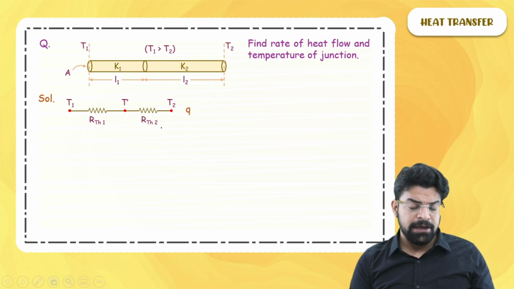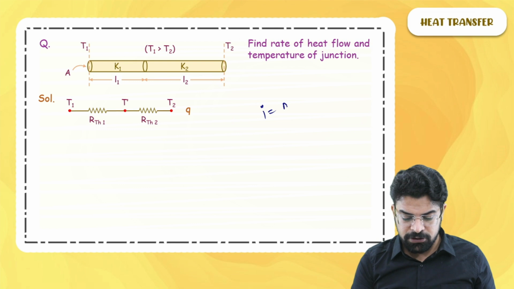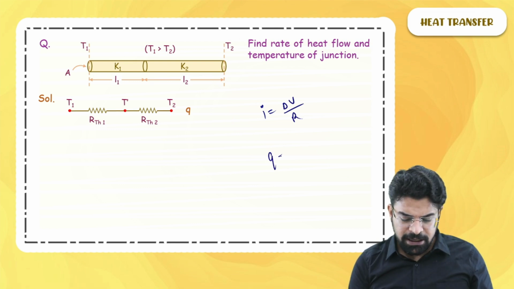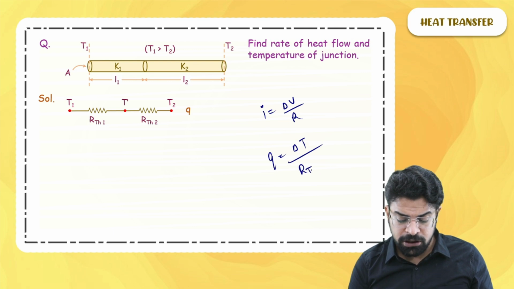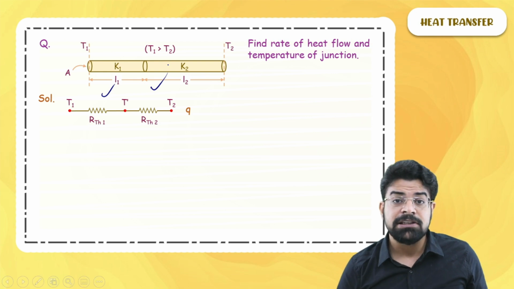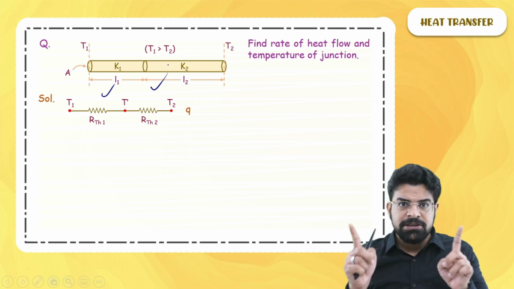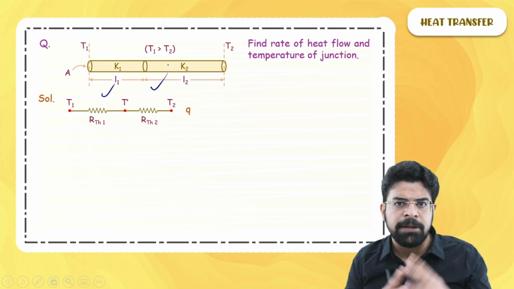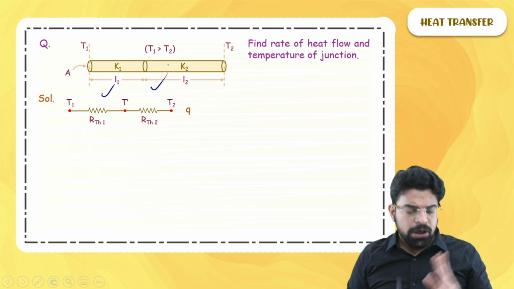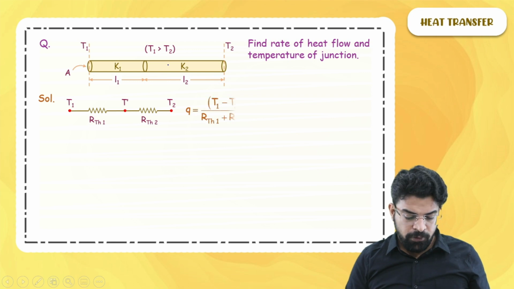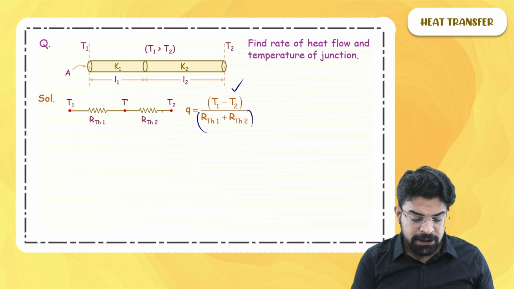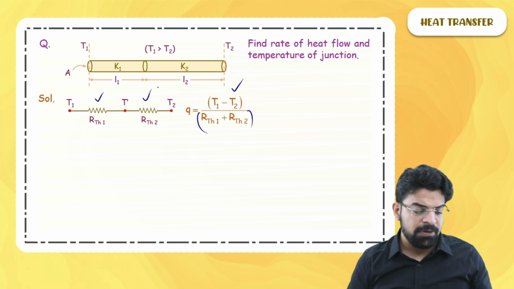Just the way in current electricity you say that current equals potential drop upon resistance, here you will say thermal current equals temperature drop upon thermal resistance. Now tell me, are these two resistances in series or parallel? They are in series. The same thermal current flows through them, so you will use R equivalent equals R1 plus R2. So your rate of heat flow will be nothing but the temperature difference upon the total thermal resistance of the system, which is R thermal 1 plus R thermal 2.